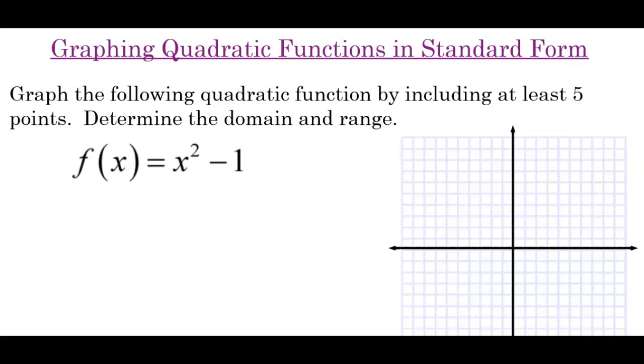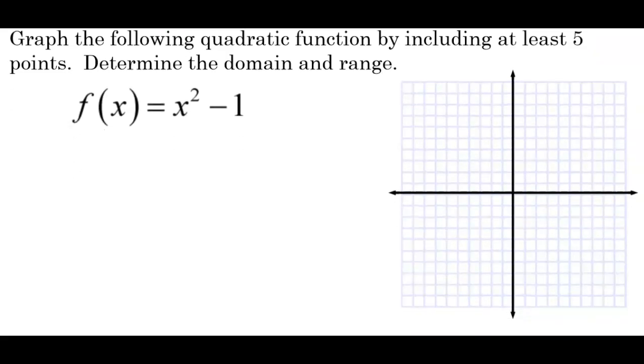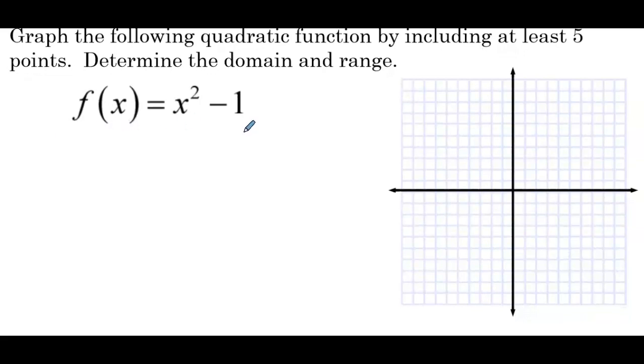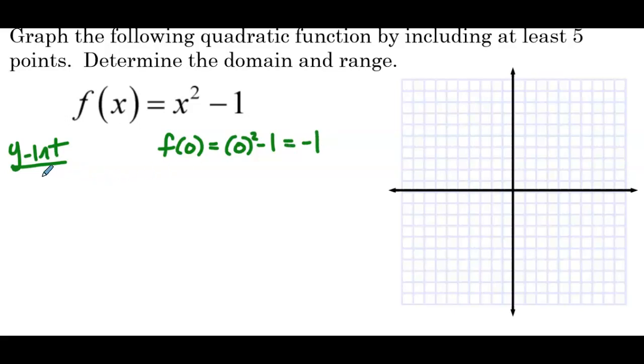Our function is f of x equals x squared minus 1. So when we're given a function in standard form, I find the easiest critical point to find is the y-intercept. So we'll start with the y-intercept. That occurs when x equals 0. So we have 0 squared minus 1, which is negative 1. So the y-intercept is the point 0, negative 1.